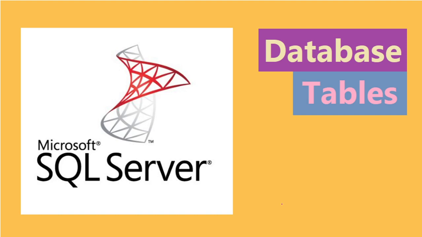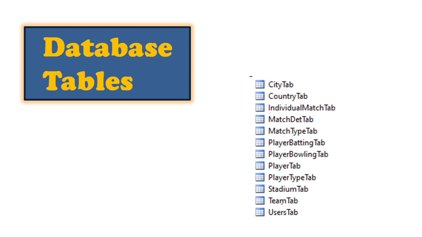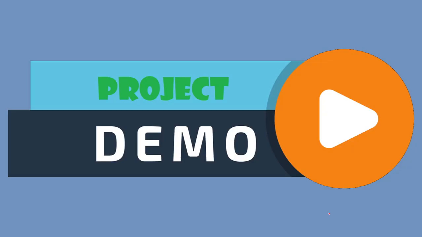Now let us look at the database tables. Which tables are we using in the project? So here we are using around 12 tables. One is city tab to store the city details, country tab to store the country names, individual match details, match detail, match type, player batting, bowling, player tab, player type, stadium, team and users. Okay, so these are the tables. So when you enter data in a form, the data will be transferred to the tables. Now let us look at the project demo.